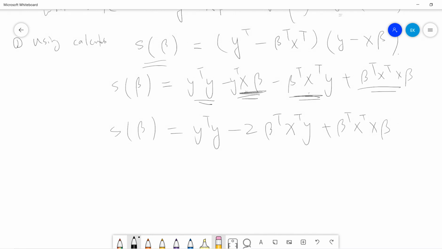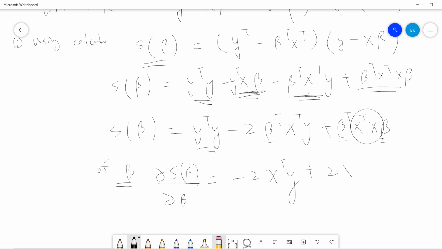Right now you just do the calculus with respect to beta. To be more rigorous, you need to expand it for each beta_i. If you do it carefully, you see this term vanishes, there's no beta here, and this term is linear, so it becomes this. And for this term, this matrix is symmetric, so when you do the derivative, there will be two terms. Then you will get this.